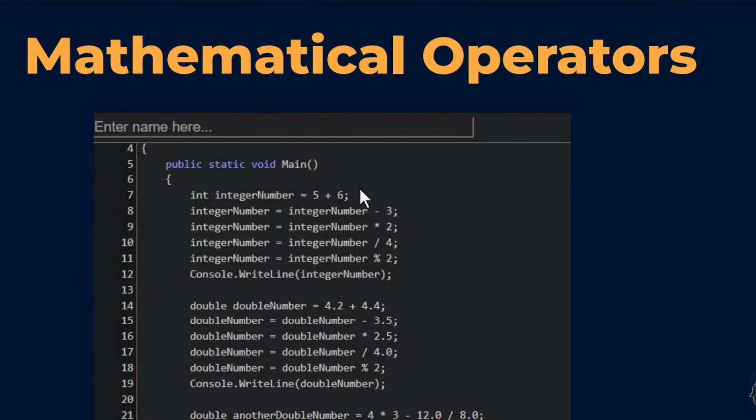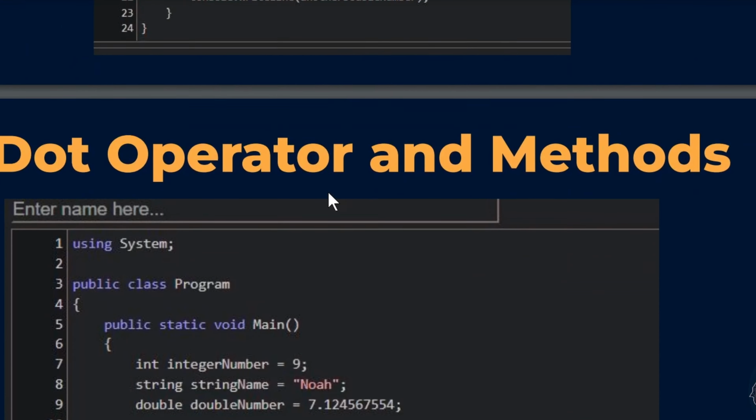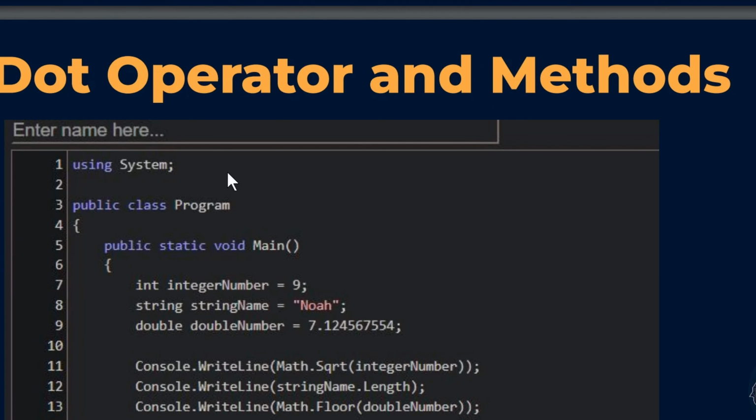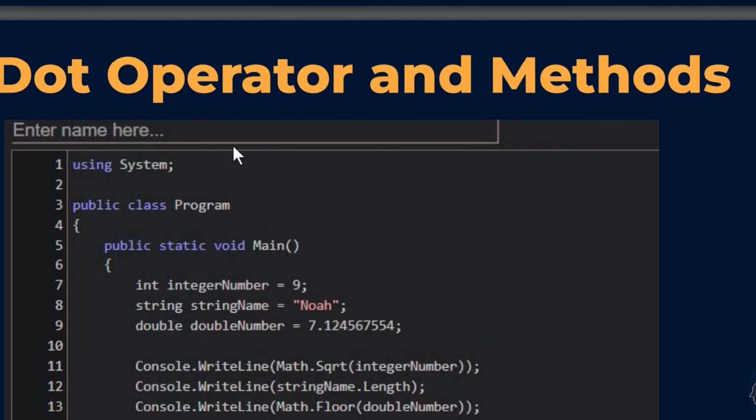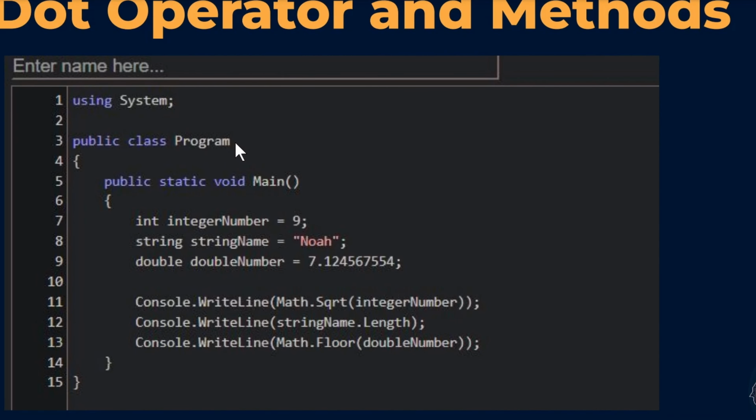That was mathematical operators. Phew, that took us a while. How are we doing for time? Dot operators and methods. Okay. Now we're finally going to get on to this part, which I said was important before. Okay. Dot operator and methods.